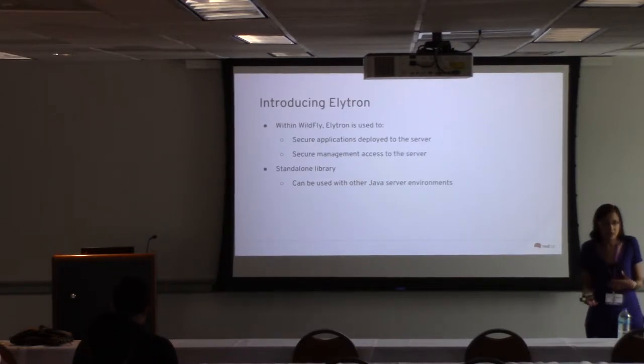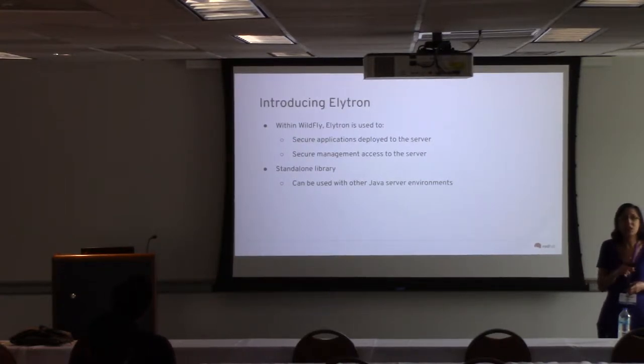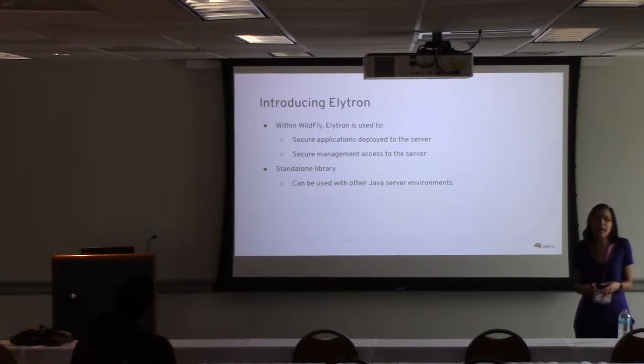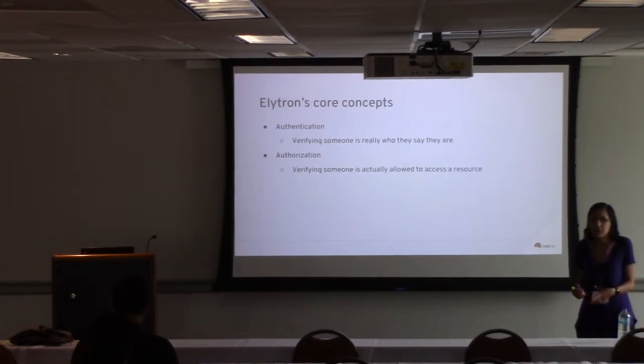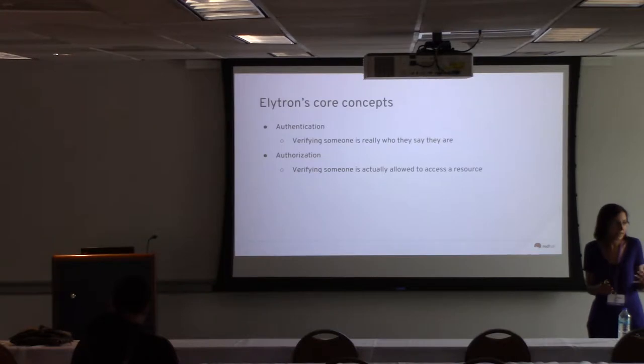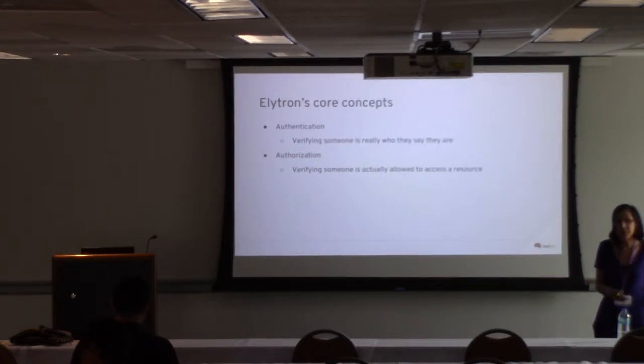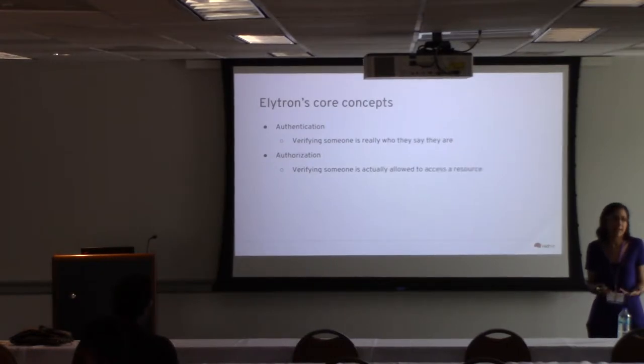So within WildFly, Elytron is used to secure applications that are deployed to the server and to secure management access to the server. It's important to keep in mind, though, that although Elytron was developed for WildFly, it's actually a standalone library that can theoretically be used in other Java server environments. So Elytron covers the two main security areas, authentication and authorization. Now, just as a reminder, authentication involves verifying someone is really who they say they are, and authorization involves verifying that they're actually allowed to access a resource.